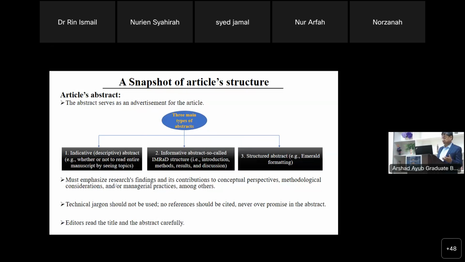The second type of abstract is called the informative abstract, the so-called IMRAD structure, or introduction, method, results, and discussion. All of those things have to be in your 150-word abstract. And the third one, which Emerald, the journal they edit, uses, is called the structured abstract. A structured abstract tells you exactly the objective, methodology, findings, originality, value, society, etc. If you go to the website, in most cases you have to submit the paper online. And before you do this, it gives you the guidelines for authors on how you structure your paper, how you format your paper, and what minimum things must be in the paper.